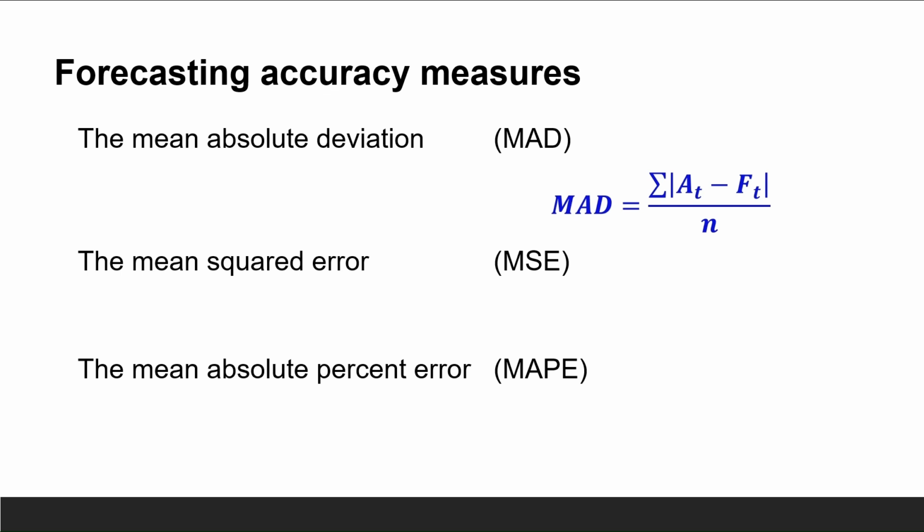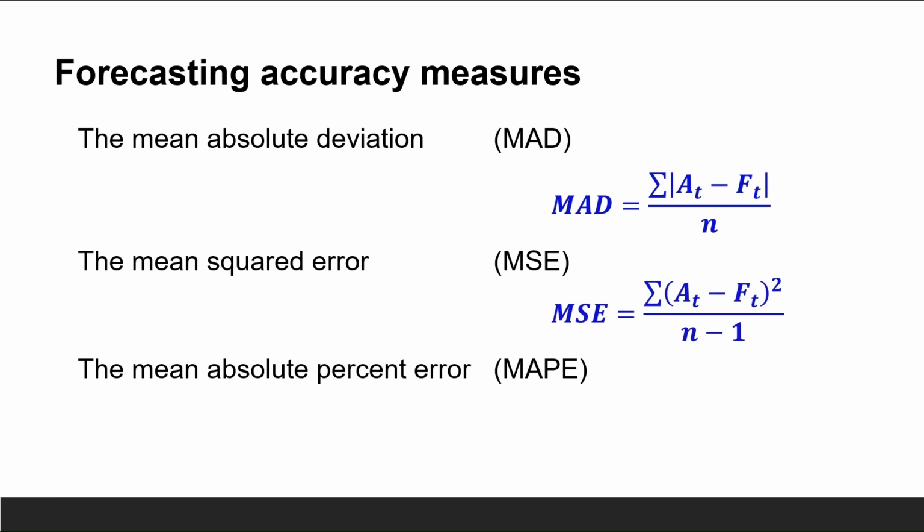minus Ft divided by N, where At is the actual sales at a certain period and Ft is the forecasted demand at the same period, and N is the number of given data. Of course, At minus Ft is the error, so we add up all the error values for all given periods and divide them by the number of periods, so we get the mean absolute deviation or the average absolute error.